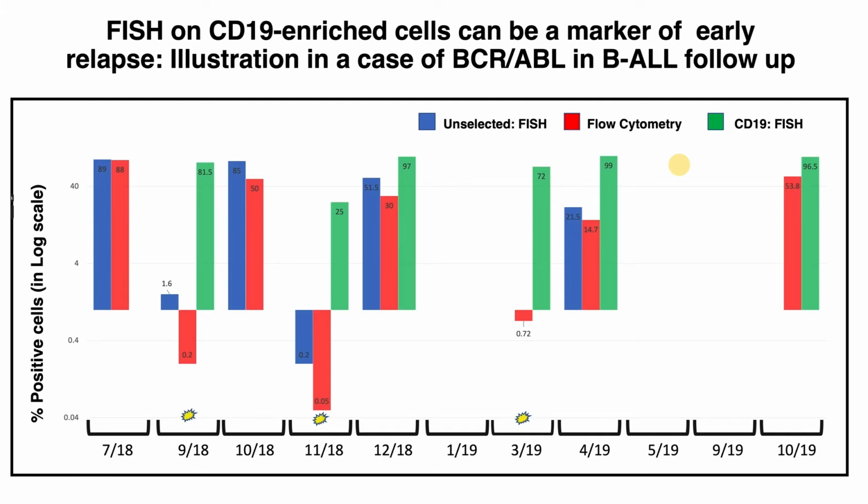Illustrated in this slide is one case of BCR-ABL positive B-ALL. We followed up this patient for 11 consecutive time points during the treatment. This patient went through remission-relapse cycles during the treatment. CD19 FISH in these samples, shown in green bars, showed a high detection rate in cases where flow, shown in red color, is low frequency.